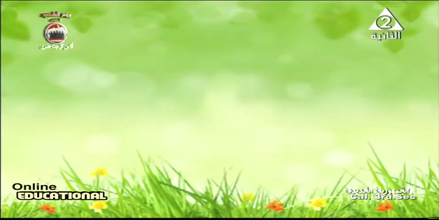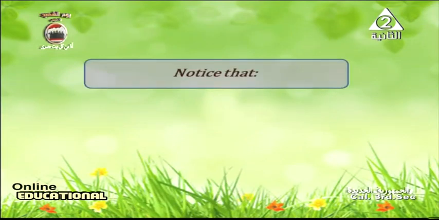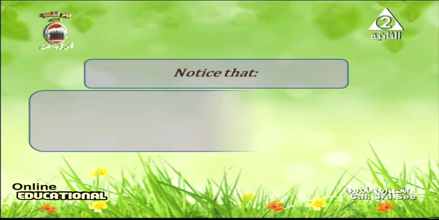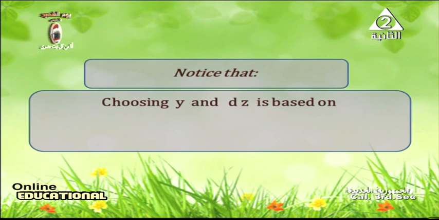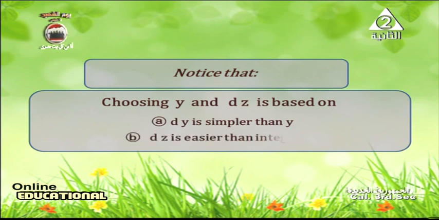Dear students, note that choosing y and z, or y and dz, is based on: number 1, dy is simpler than y; number 2, dz is easier to integrate.